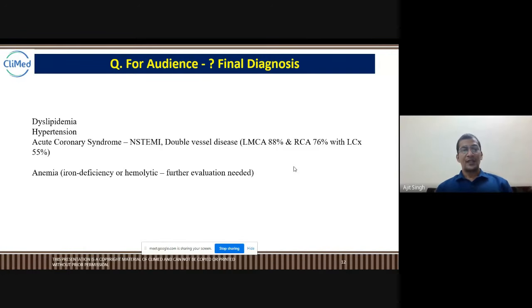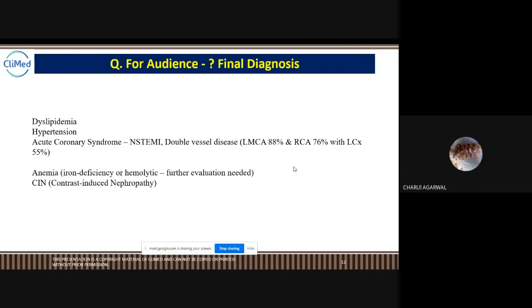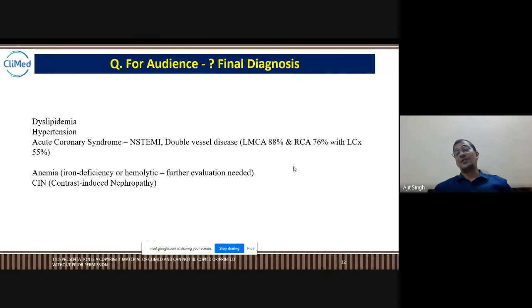Okay. Then CIN, contrast induced nephropathy. What is contrast induced nephropathy, guys? And why am I telling this? Any idea? Anyone? Because of the angiography dye, we have a high serum creatinine level. Yes, but it was 1.4 before also.